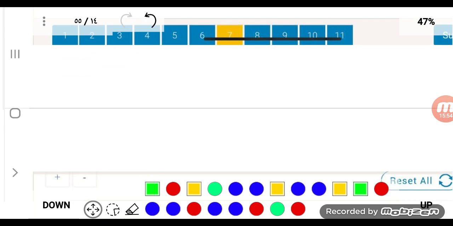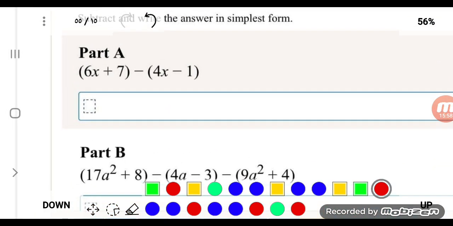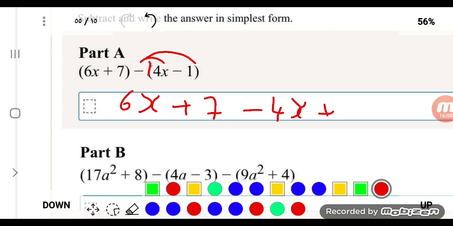Next question. Here, in order to do this, you distribute the minus into the bracket. So you write 6x plus 7 minus 4x plus 1. 6x minus 4x, you get 2x, and 7 plus 1, you get 8. So the final answer, 2x plus 8.